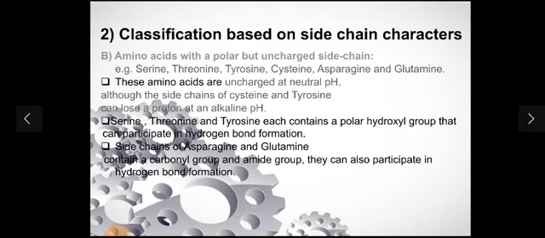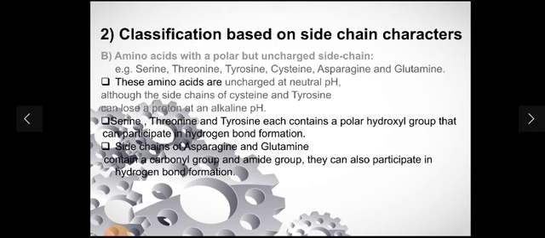Now we have amino acids that we classify as polar but not charged. They are polar but they are not charged. They don't contain any charge.